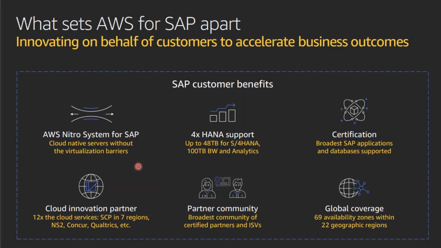AWS is a cloud innovation partner. So basically, you'll have support for the cloud services, and you have SAP in 7 regions. SAP Cloud is also available. This is available in 7 regions.